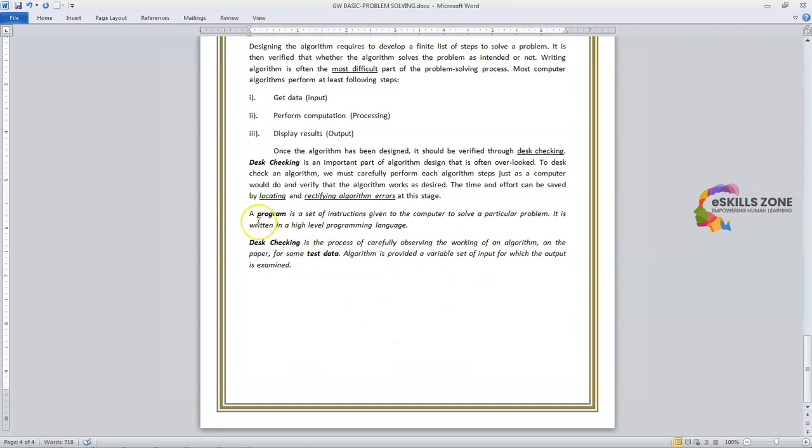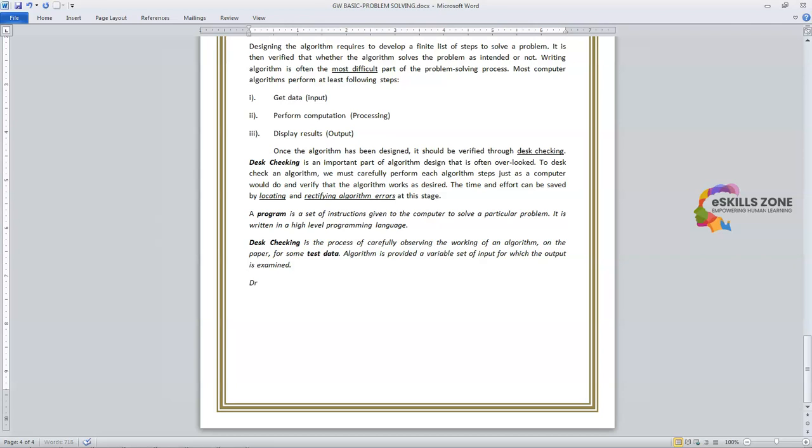So there are two different definitions. A program is a set of instructions given to the computer to solve a particular problem. It is always written in a high-level programming language. Desk checking is the process of carefully observing the working of an algorithm on paper for some test data. It is basically used to check that the program we are going to develop is according to the requirements or not. We have to test whether the data we are giving as input, the output we would like to display, and the processes involved in the algorithm are according to the required results or not.